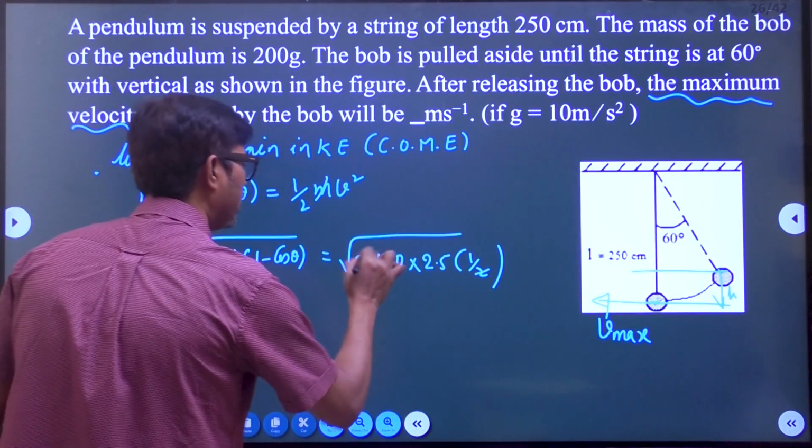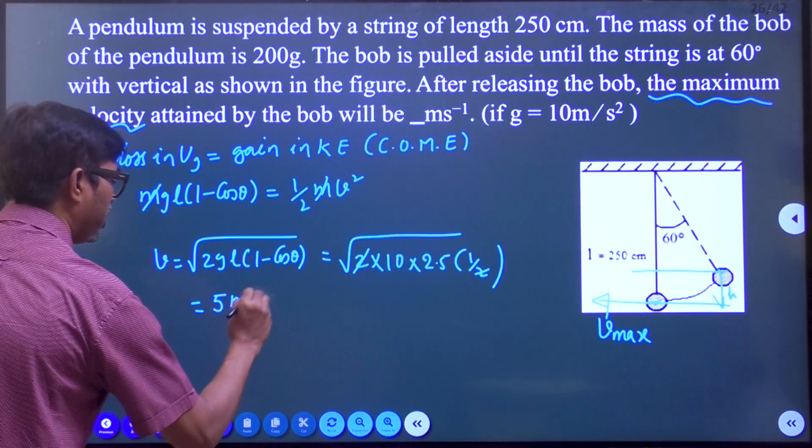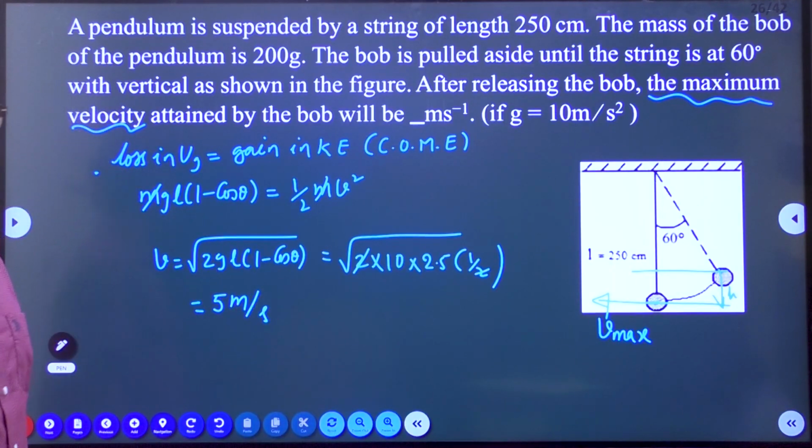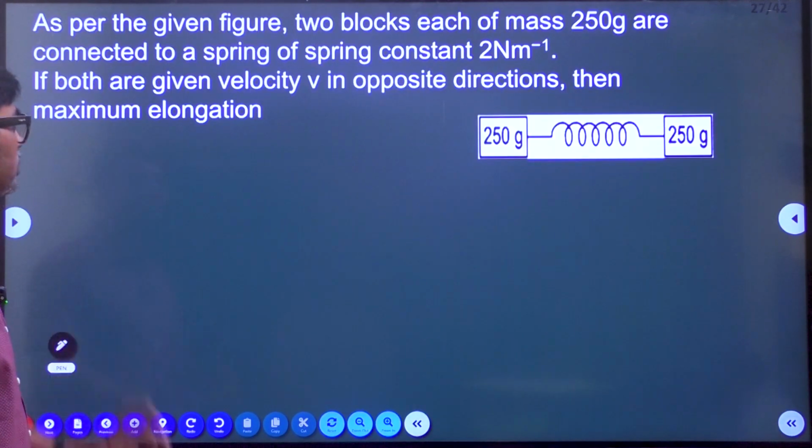So this 2 gets cancelled. 2.5 into 10 is 25. Square root of that is 5 meter per second. So that's what you have. It's very straightforward, a conservation of mechanical energy idea. Okay, right. Next problem.